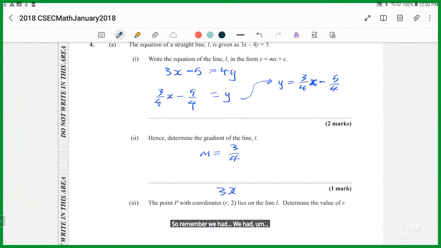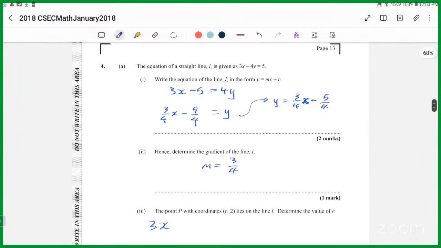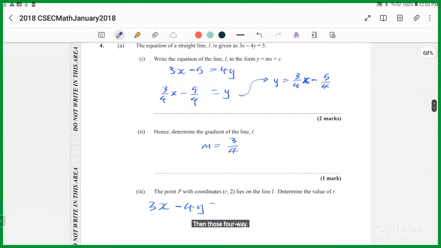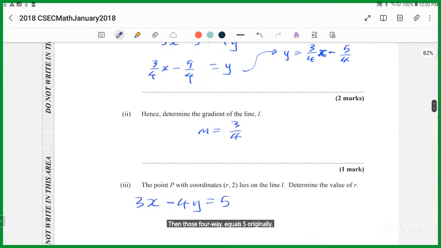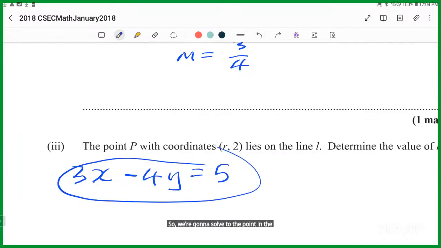So remember we had 3x minus 4y equals 5 originally. Right? And we want to find this. We can take this r and put it here for the x, and then take this 2, which is the y value, and put it here for the y.